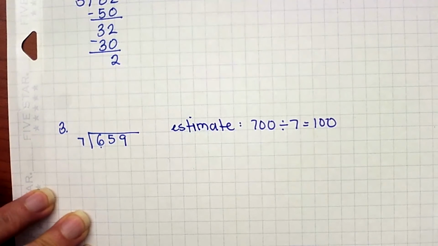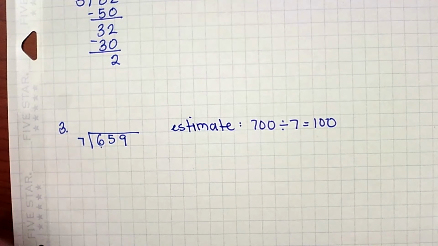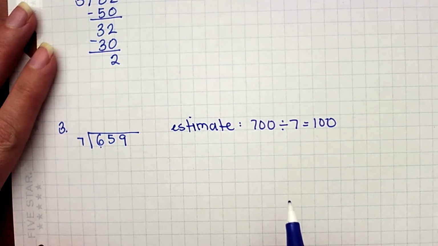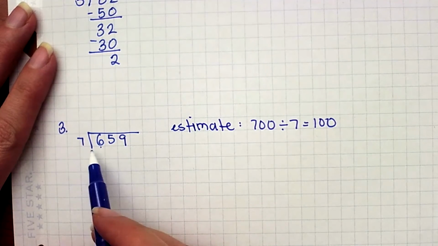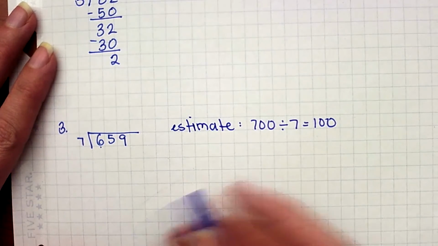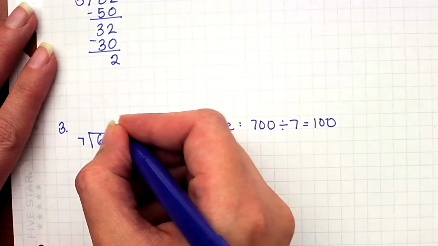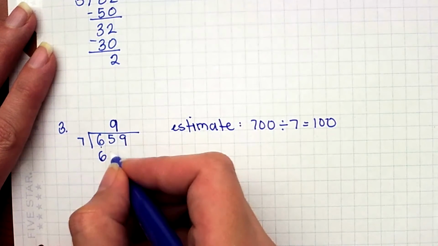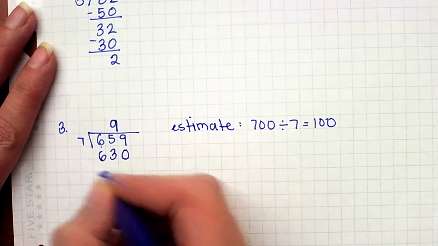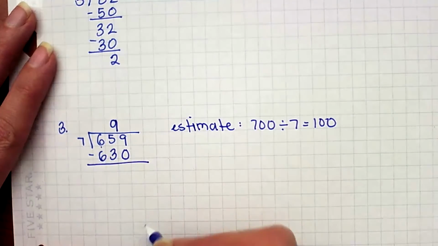Now I know 7 times 9 is going to give me 63. So 7 times 90 is going to give me 630. So I'm going to go with that. So I'm going to put my 9 over here in my tens place, and I'm going to subtract 630 here.